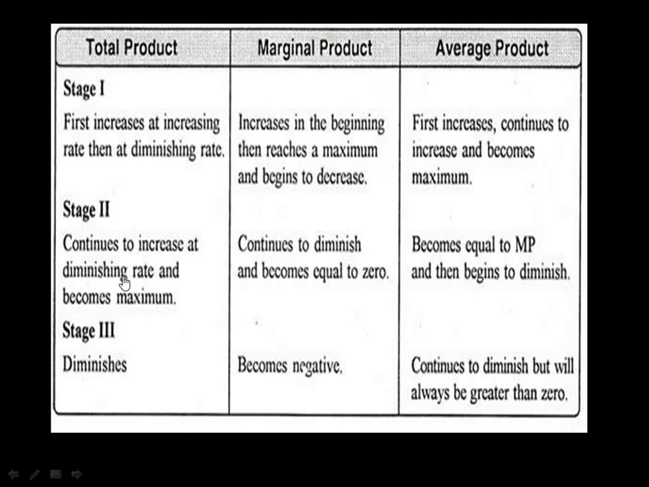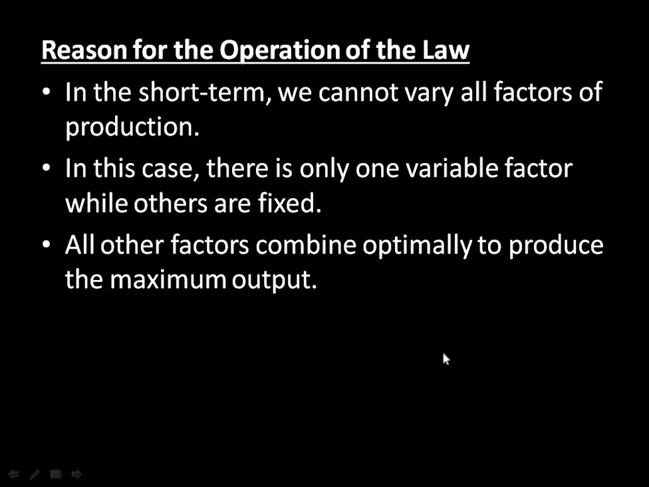Next, at stage 2, when it becomes a diminishing rate, marginal product will also diminish and become equal to 0. And AP also begins to diminish. And at the third stage, when the total product diminishes and becomes negative, the marginal product and also average product will continue to fall and become a negative value.